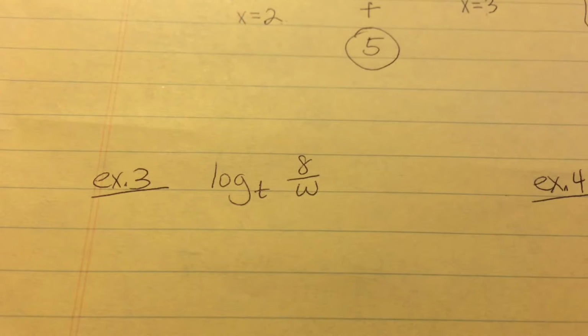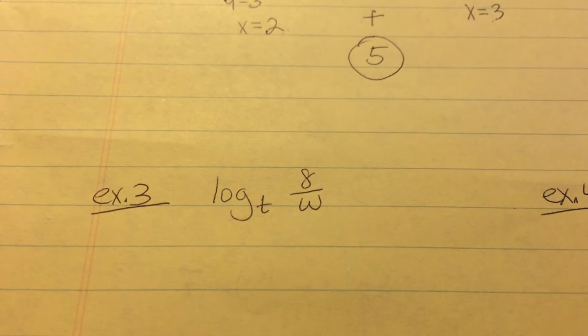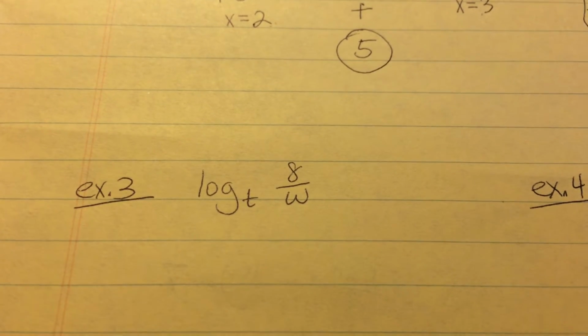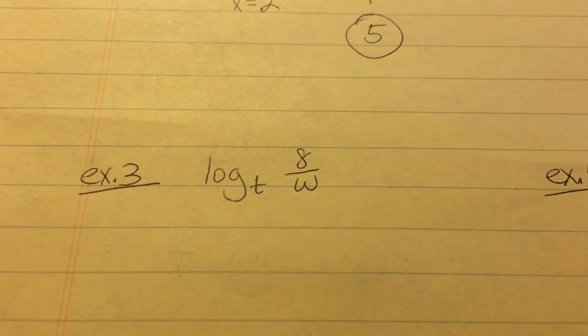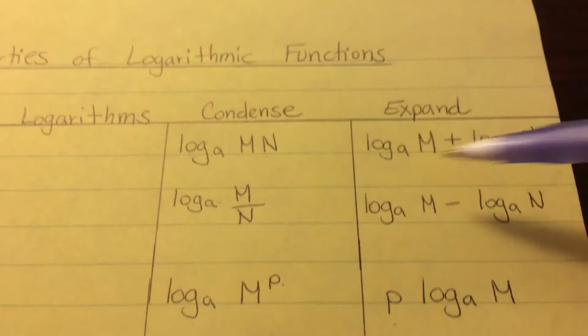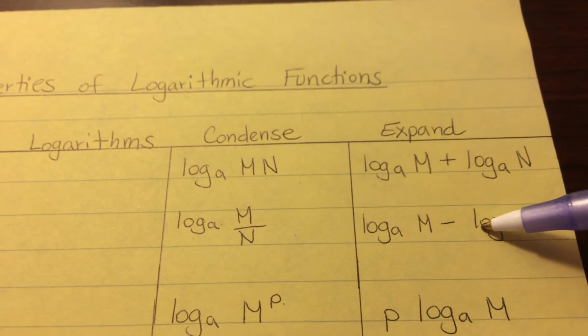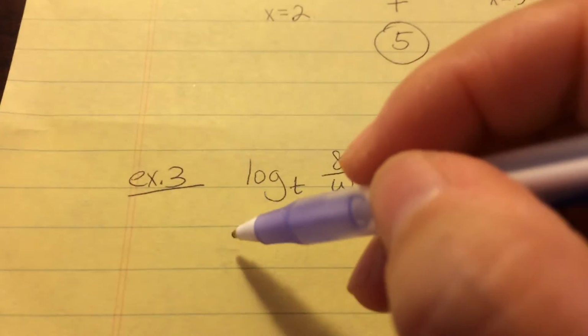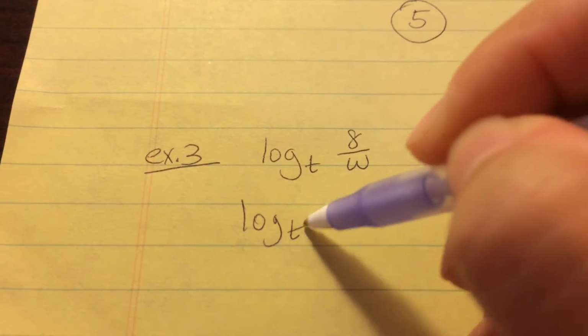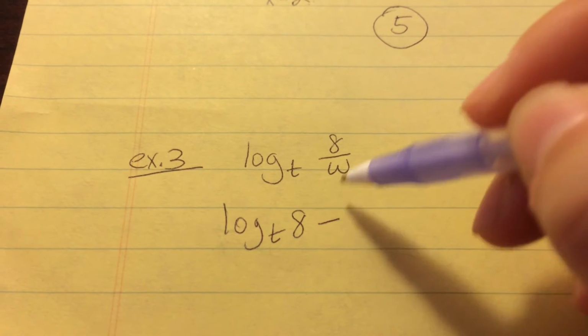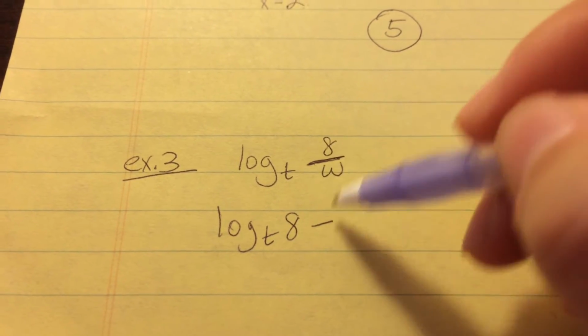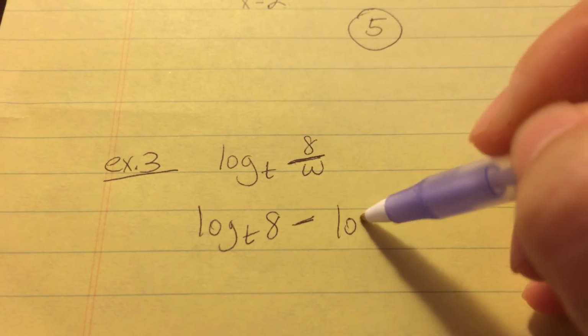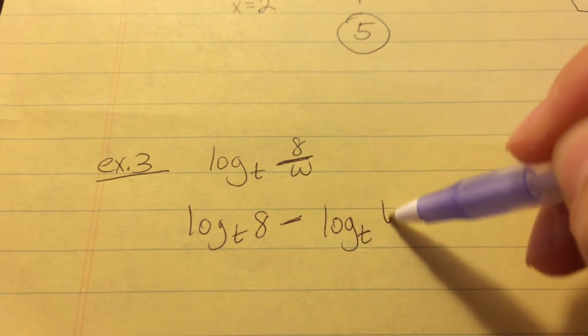Let's try the next one. So we have log base t of 8 divided by w. So when we have a division and we're expanding it, division, remember, turns into a minus. So we're going to go ahead and do that. So we have log base t 8 minus, because remember this is like a big minus sign right here, minus log base t, and then we have w.